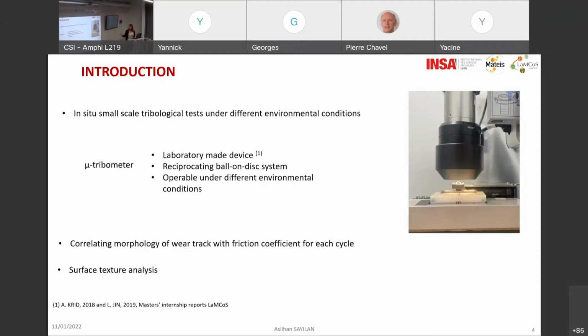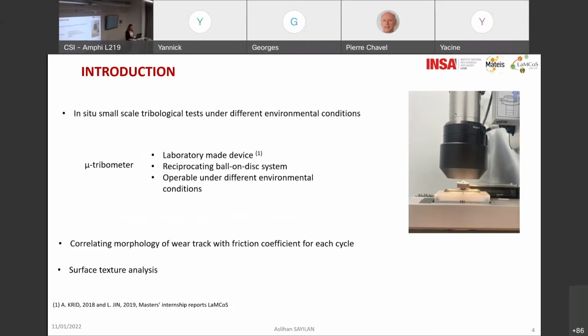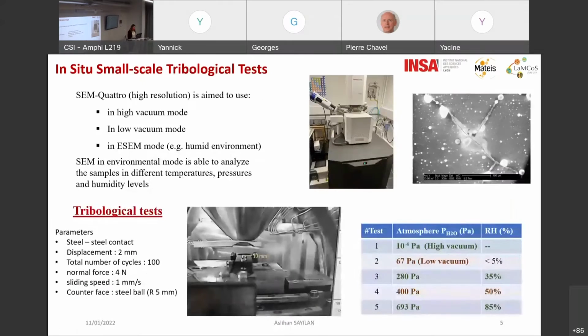So for that, we have a microtribometer. It is a laboratory-made device designed and developed by two laboratories of Lyon, Matthäus and LaMCoS, and it is operable under different environmental conditions, and it's a ball-on disc reciprocating system. Here you are seeing that it is working under an optical microscope, but it is also implementable into a scanning electron microscope. And we are aiming to correlate the morphology of the wear track that we obtain with the friction coefficient to do the surface texture analysis.